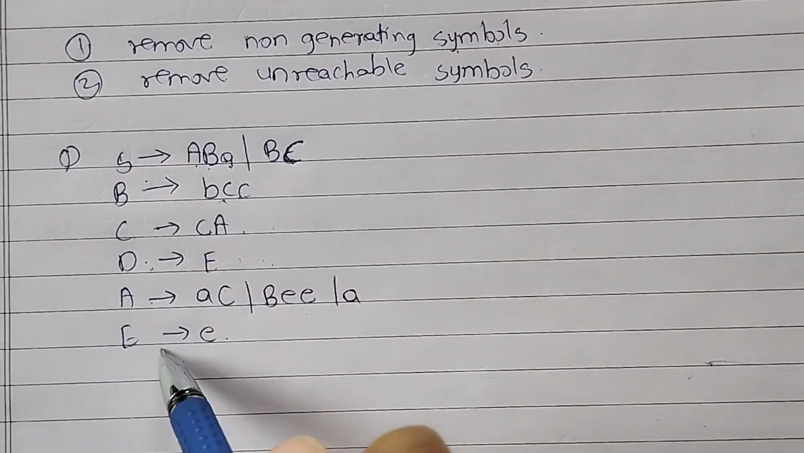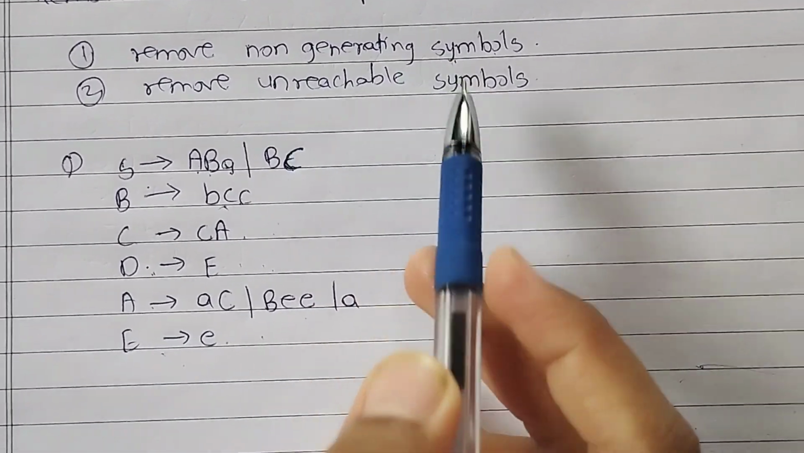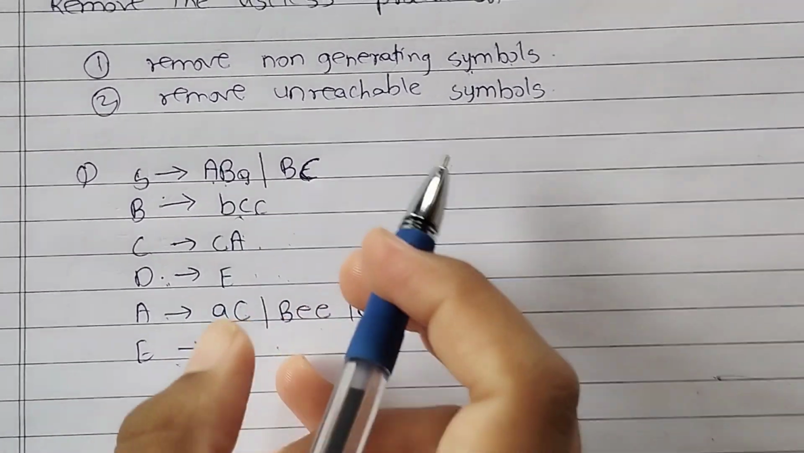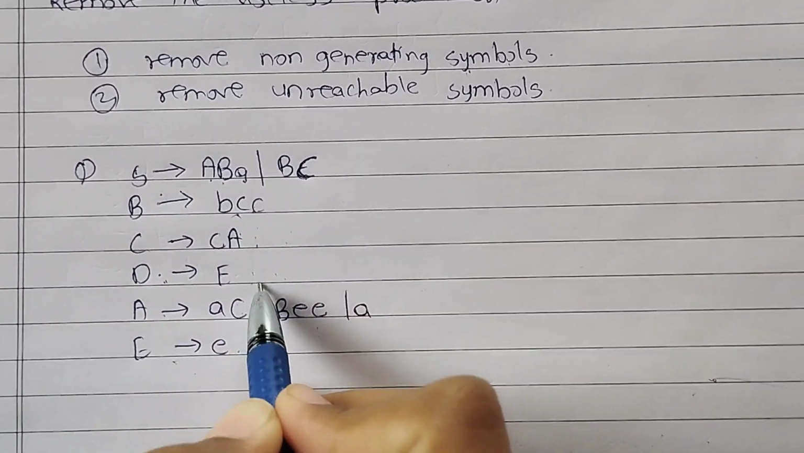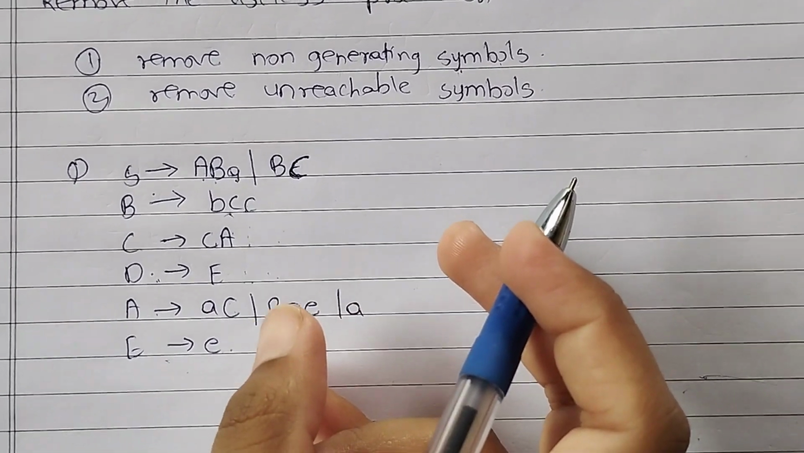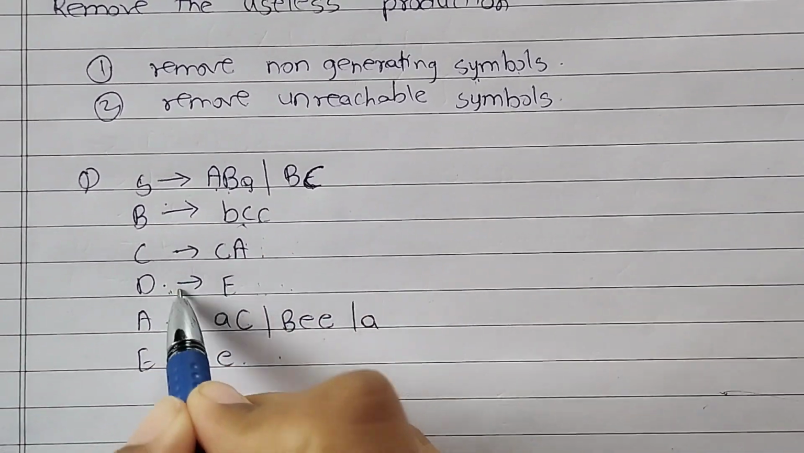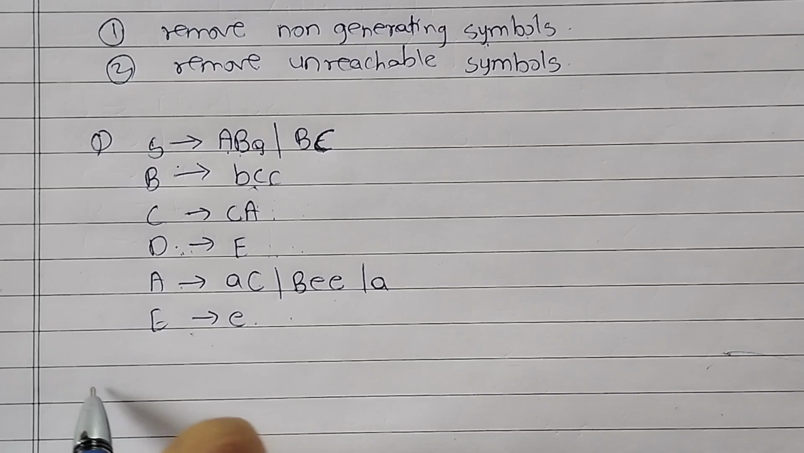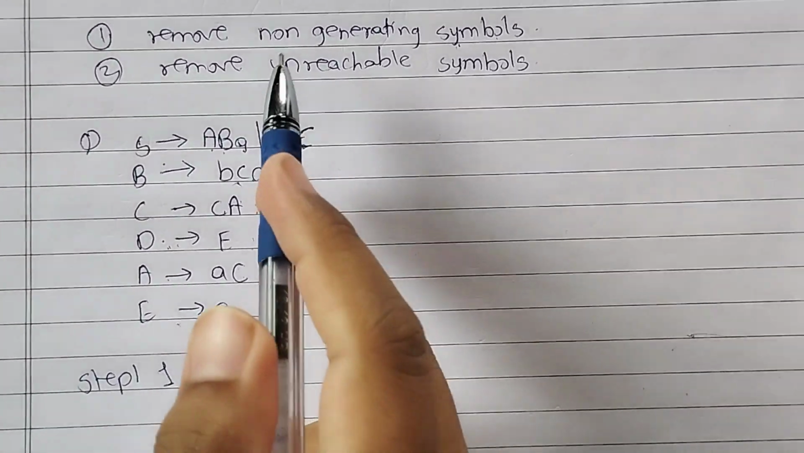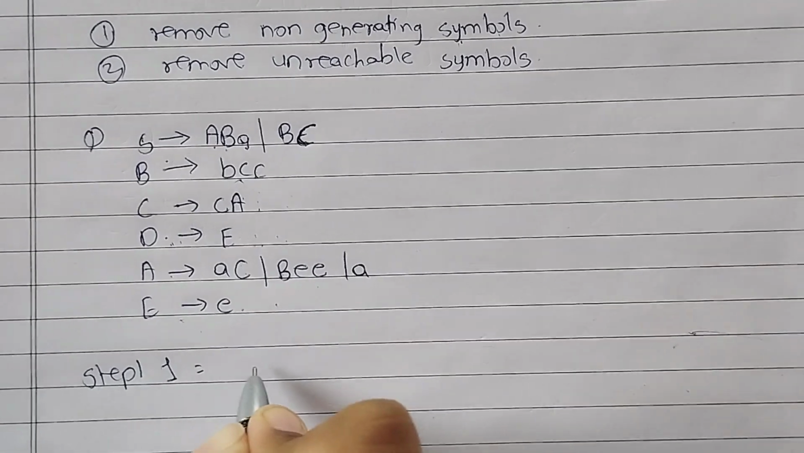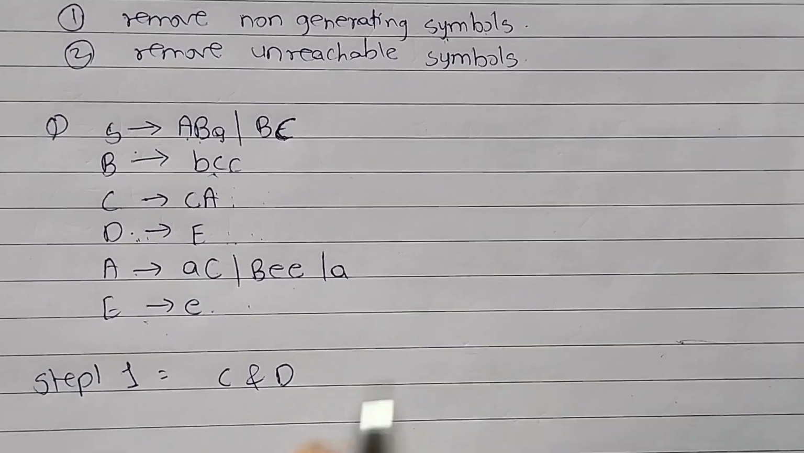Then A and E again have small letters present. So non-generating symbols means the variables which read only the capital letters, only variables, not the small letters. So here in step 1, the non-generating symbols are C and D. So we remove this C and D.